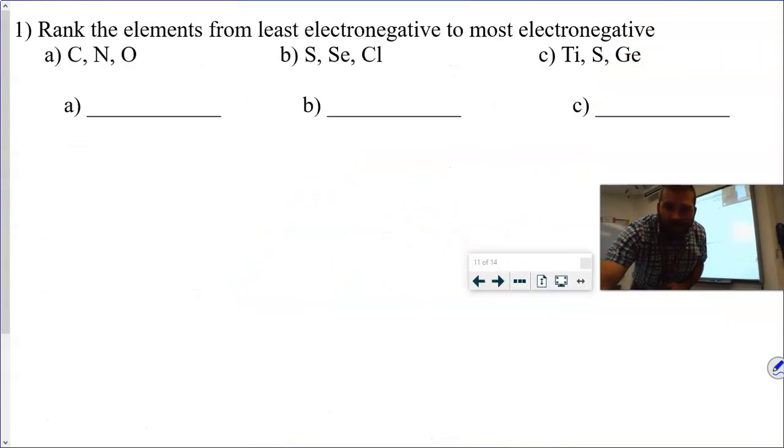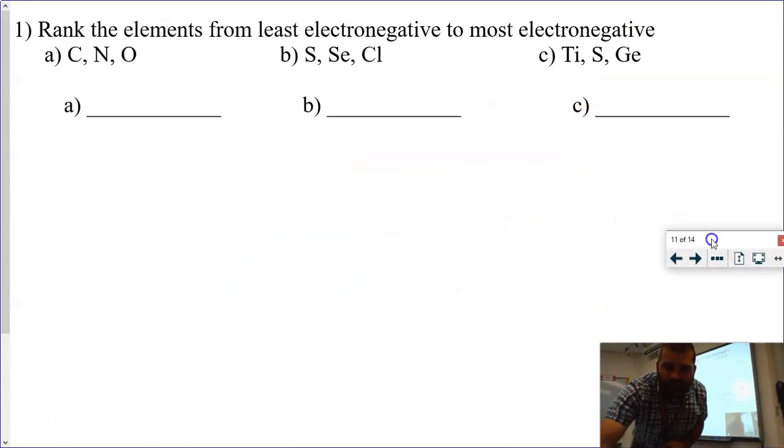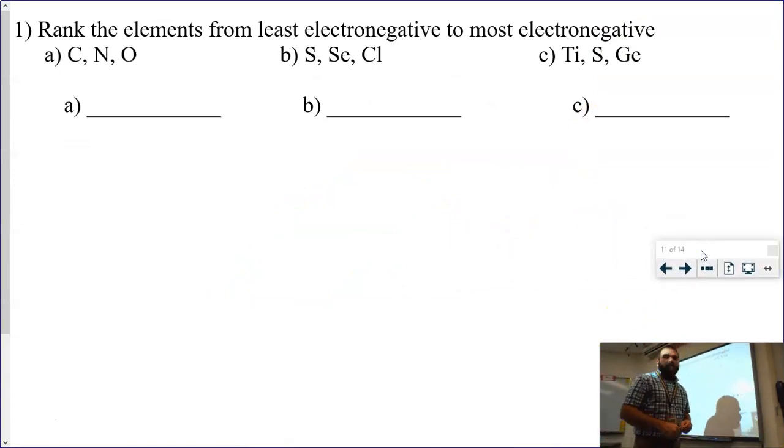All right, let's do some problems, and we'll call it a day. We got 4 problems here to look at. So, rank the elements from least electronegative to most electronegative. Now, I could give you these values, but what I'd like you to do is just use the general trend.